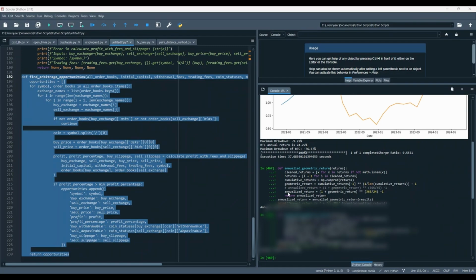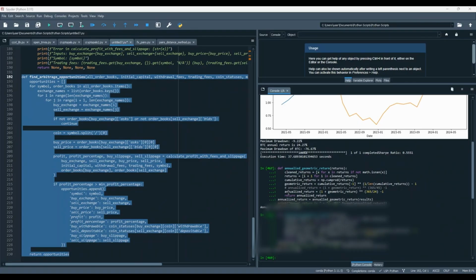potential buy-sell exchange pair. After that, it checks if asks exist on the buy exchange and if bids exist on the sell exchange for that symbol. If either of them is missing, of course, we skip to the next exchange pair and dismiss that opportunity.